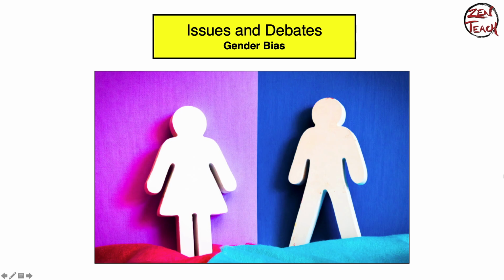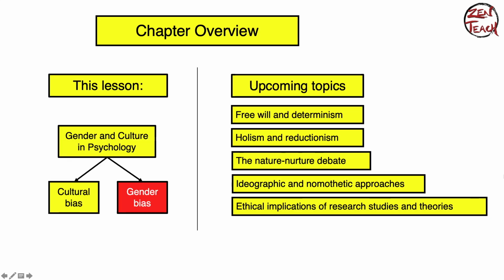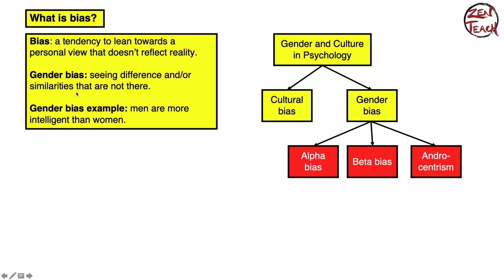So gender bias is actually the first topic in this new chapter of ours. You can see that it falls underneath the gender and culture and psychology subchapter, of which cultural bias is the other type of bias we'll be talking about. So before we jump in, we should clarify what a bias is in the first place.